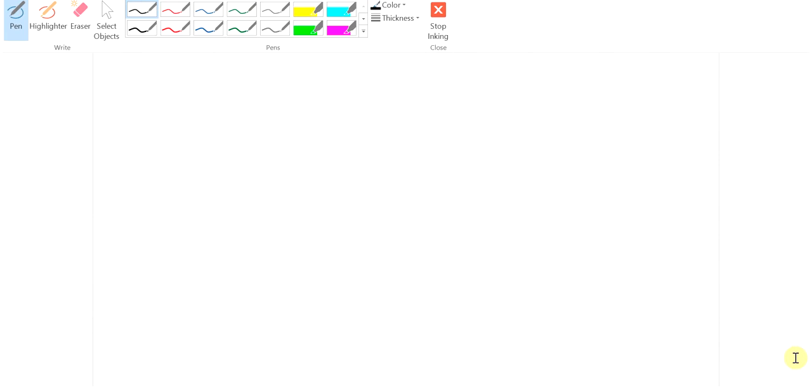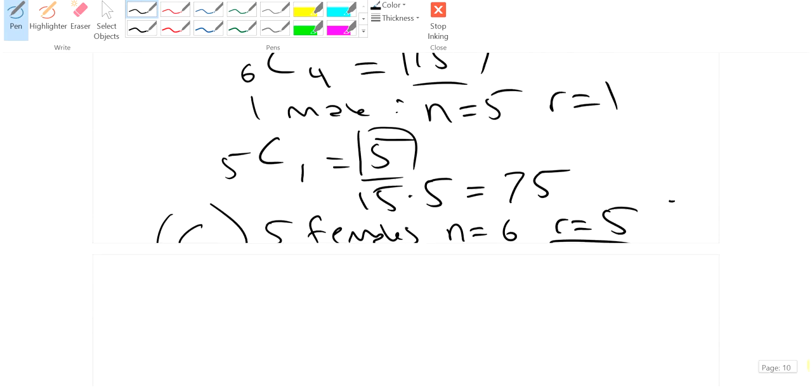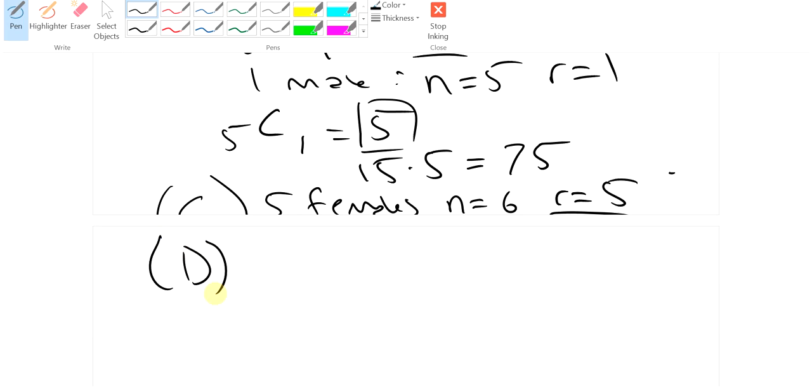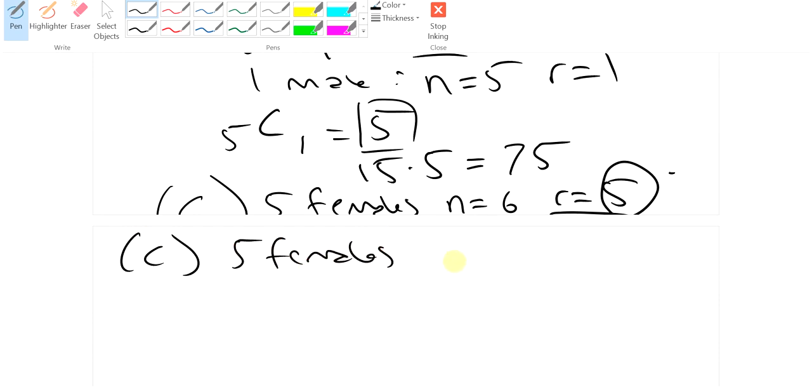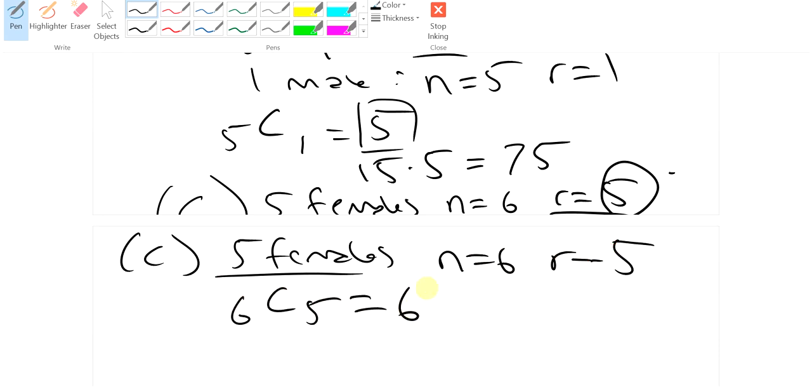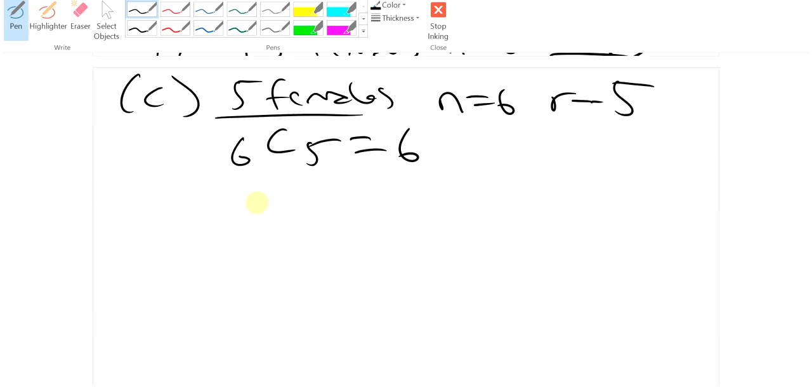So for part D, or no, we're still on part C, sorry. Well, yeah, it's just going to be 5 because it's just all 5. I'll rewrite that. For C, we're just choosing 5 females from 6, so N is 6, R is 5, 6C5 is 6 because just like before. And we have no males, so our answer is just 6 for that one.